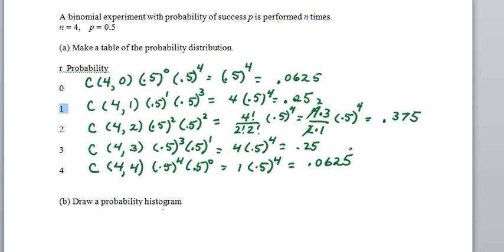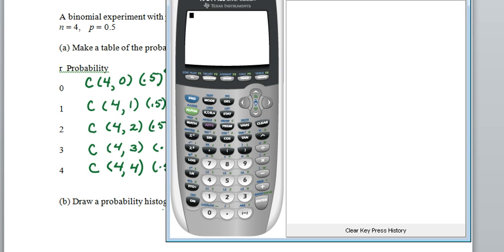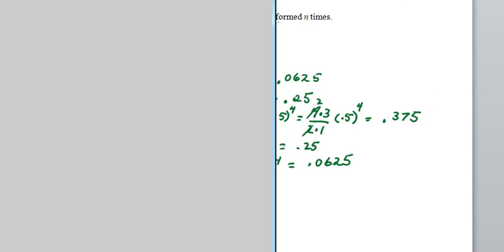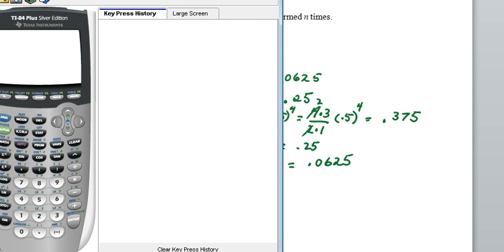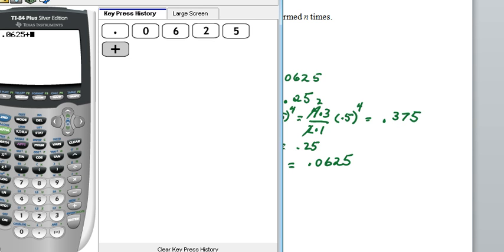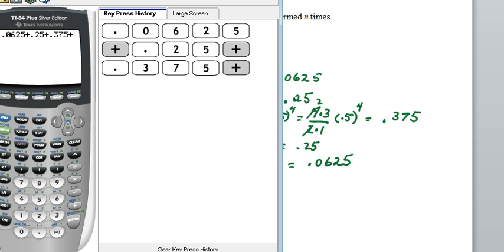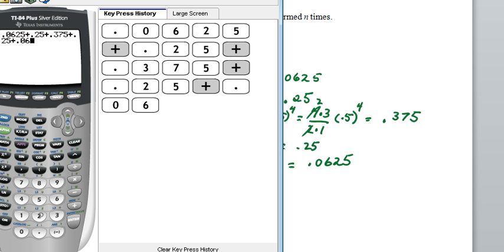And I want to check that when we add these together, we get 1. And that, in fact, should happen. So let's come back here and go 0.0625 plus 0.25 plus 0.375 plus 0.25 plus 0.0625, and we get 1.